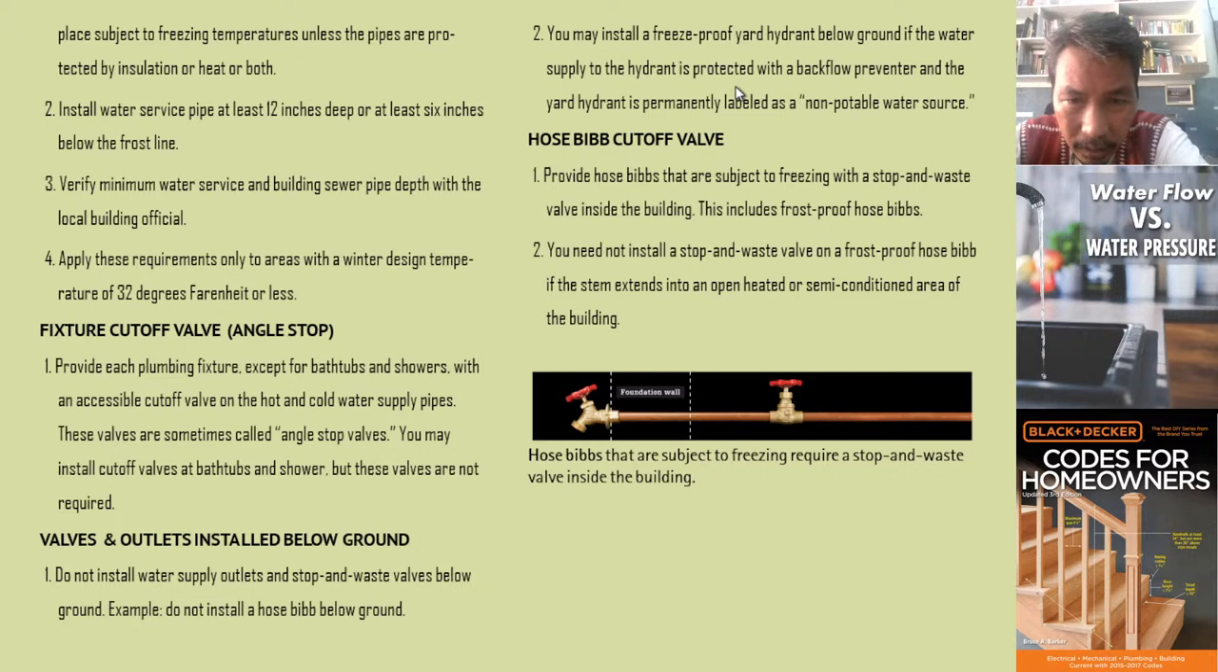So you can see in the picture, we have hose bibs that are subject to freezing. We do not need this. We can immediately have the control valve here. We don't need an intermediate valve here. Foundation wall: we are not using this because that is for frost and freezing applications. Immediately after passing through the wall, we have the hose bib here.